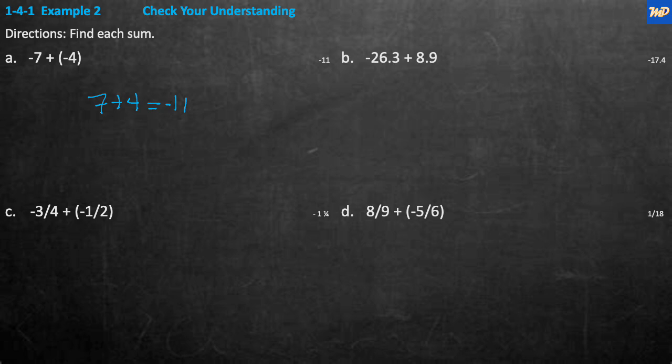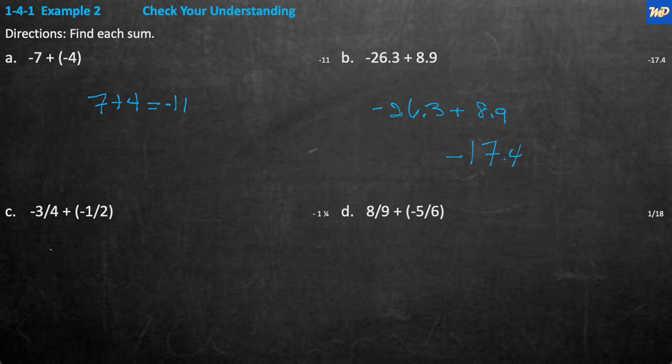How about B? Negative 26.3 plus 8.9. So they're opposites. The larger absolute value would be the 26.3. It's negative. So the answer is going to be, what is 26.3 minus 8.9? It ends up being 17.4, and it's going to be negative because the addend with the larger absolute value is negative. So negative 17.4.